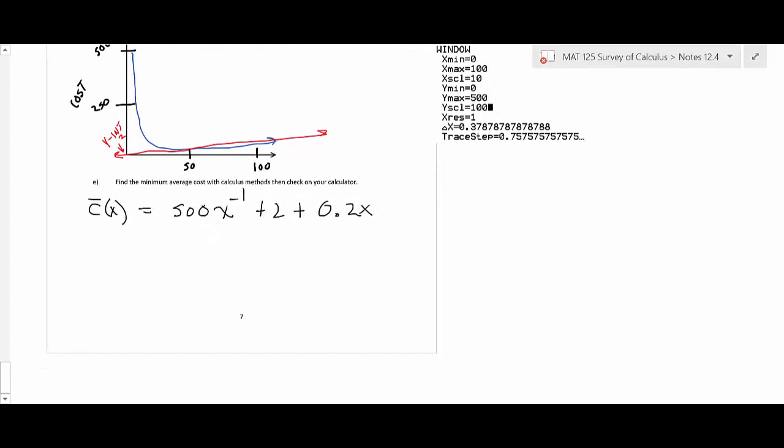Okay, so what you want to do to find this minimum, well, what do we want to do? We want to take the derivative, set it to 0, do a little sign chart, and kind of take it from there. So let's do c bar prime of x. When you do that derivative, this is power rule. So you're going to have negative 500 x to the negative 2. The derivative of 2 is 0.